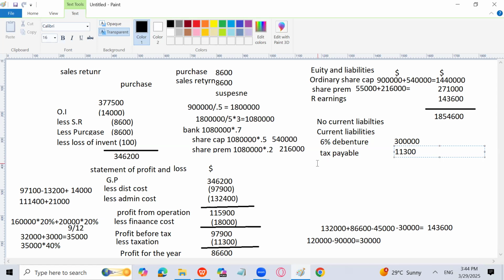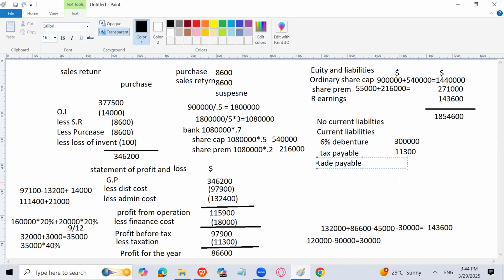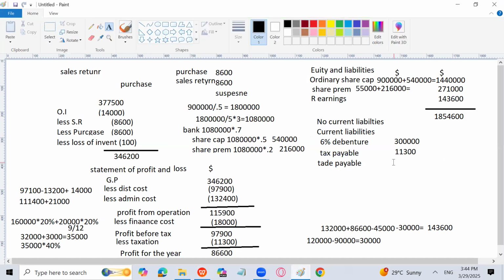Then comes the trade and other payables. So I will write trade payables simply first. Trade payables are given in the question. Here trade payable, that is 38,000. So I will write 38,000 trade payables here.